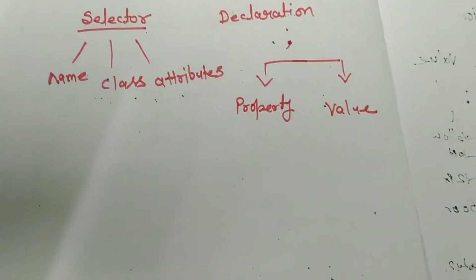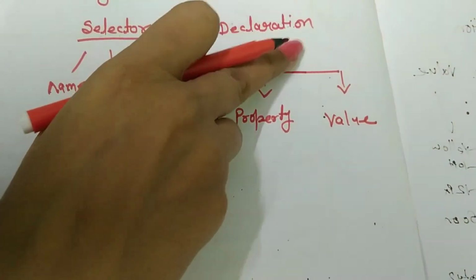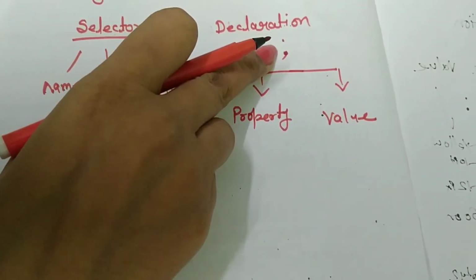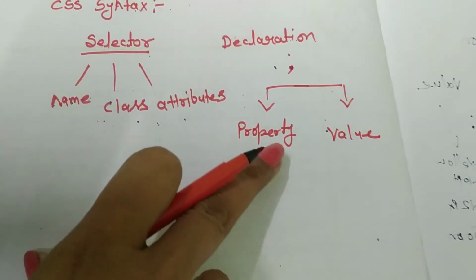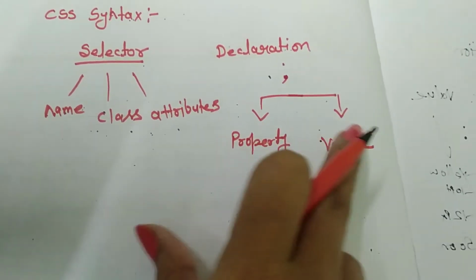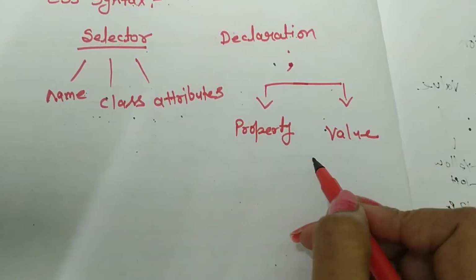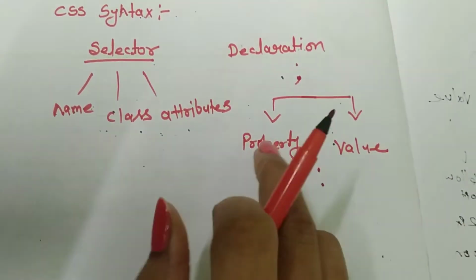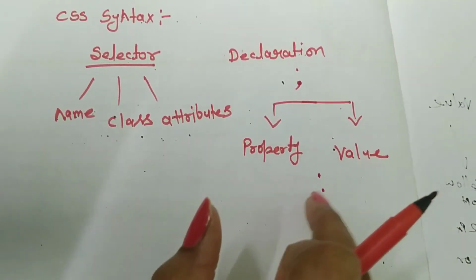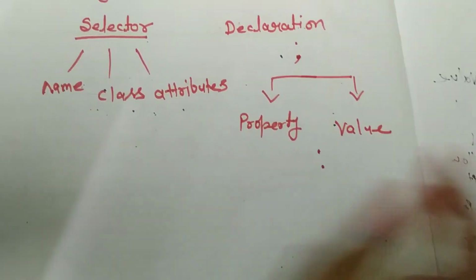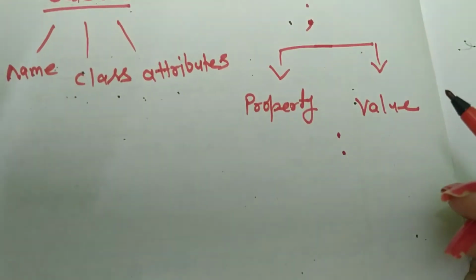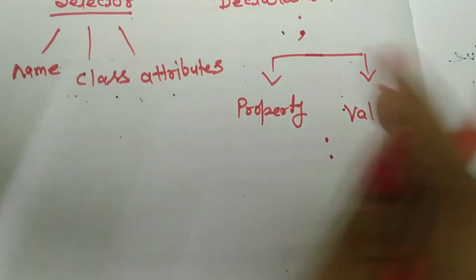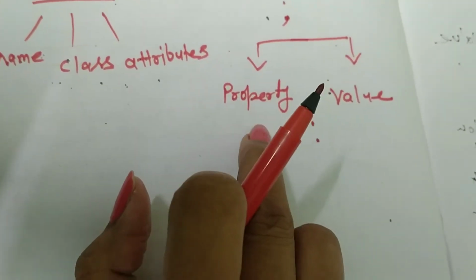Okay, property and value. A declaration is divided into two sections, property and value, and this property and value are separated with a colon. Okay, now in your book it is given that each property has a name and a value.